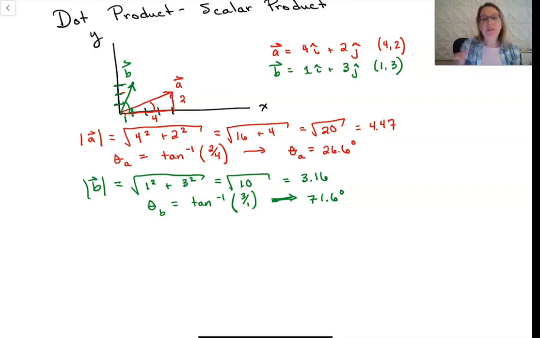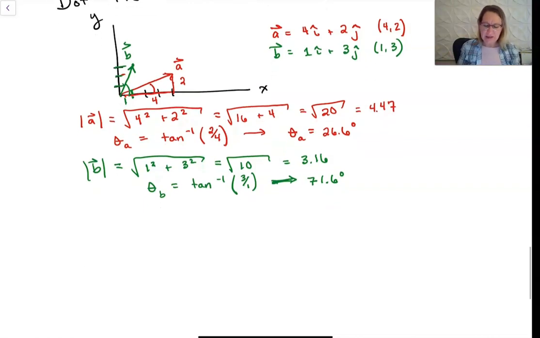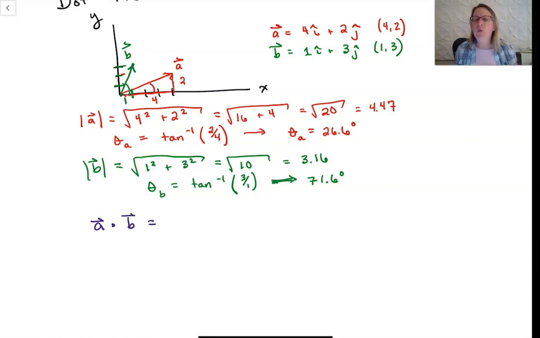Okay, so I haven't done anything new at this point. So here's where we're going to learn about the multiplication. So multiplying, so the dot product or the scalar product of A dot B means we don't FOIL it, we multiply like terms. So the i hat terms get multiplied together, so 4 times 1, and then we add the multiplication of the j hat terms.